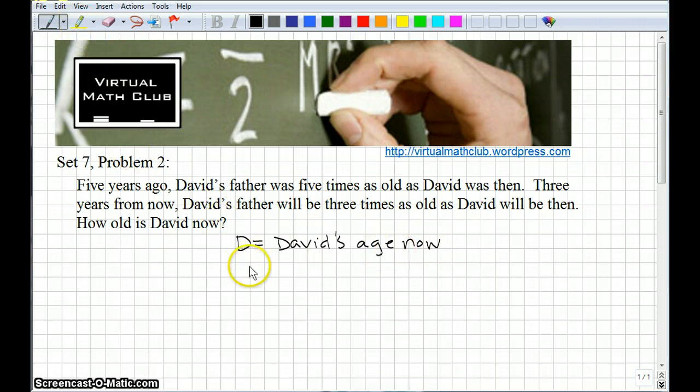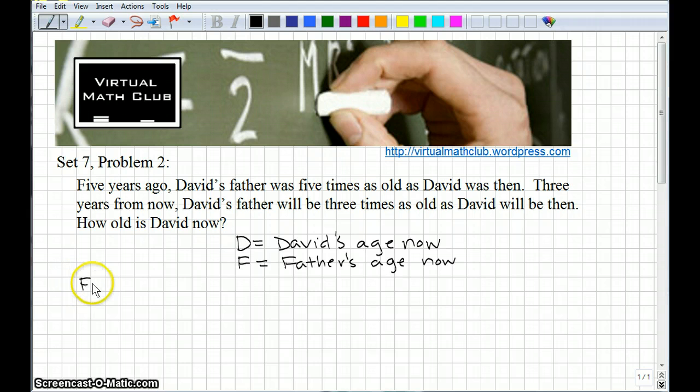And the other thing that we're working with is David's father's age. So maybe you want to call F, capital F, David's father's age now. And you have to keep in mind which time period we're dealing with, because we have David's father and David, we have their ages now, we have their ages 5 years ago, and we have their ages 3 years from now.